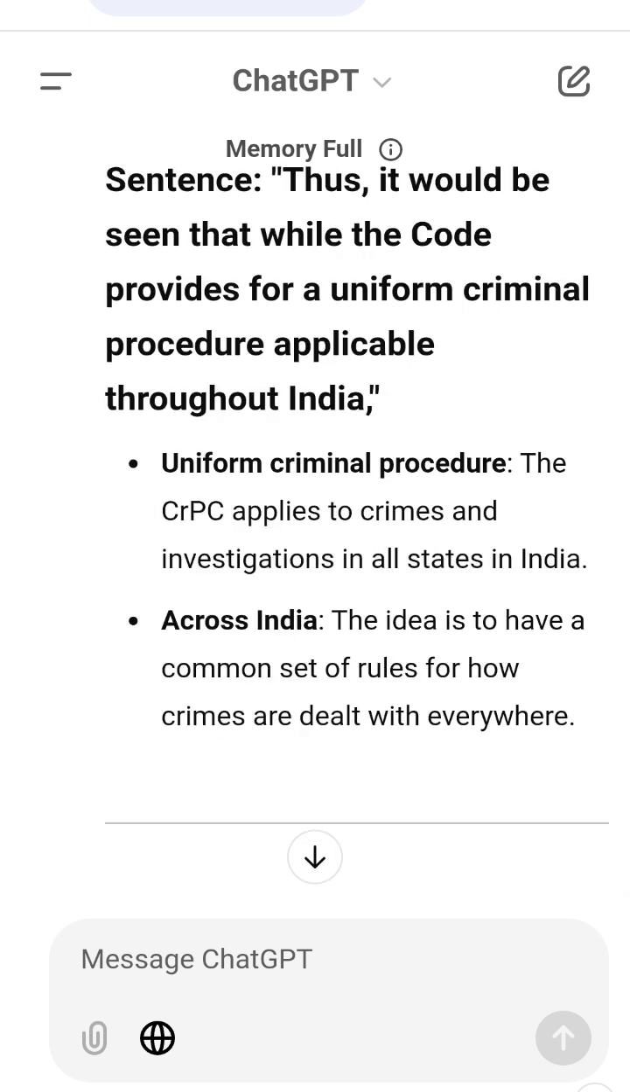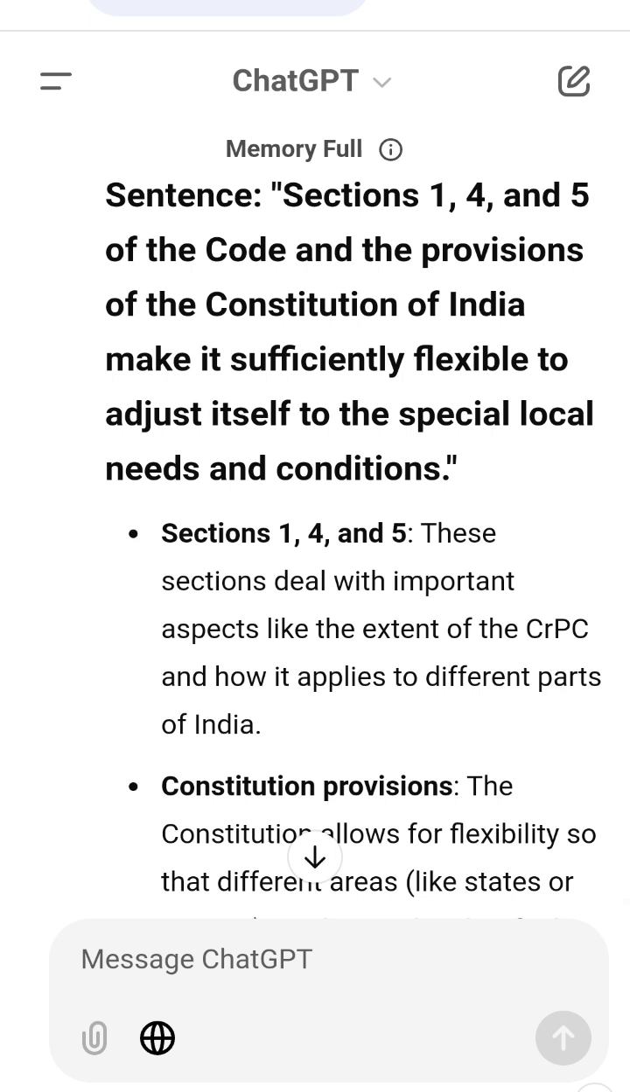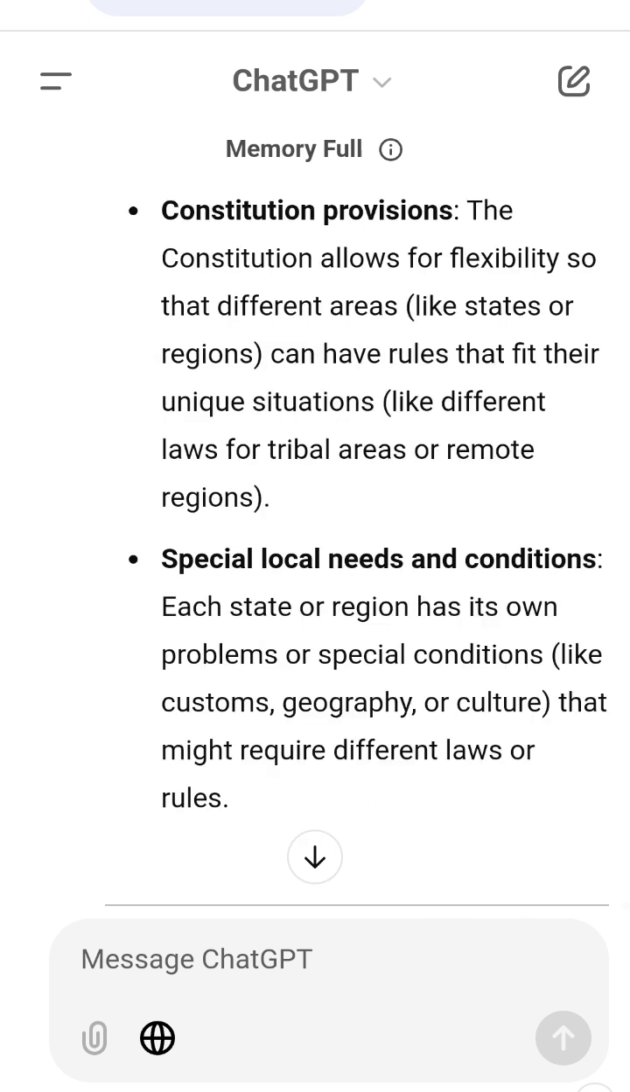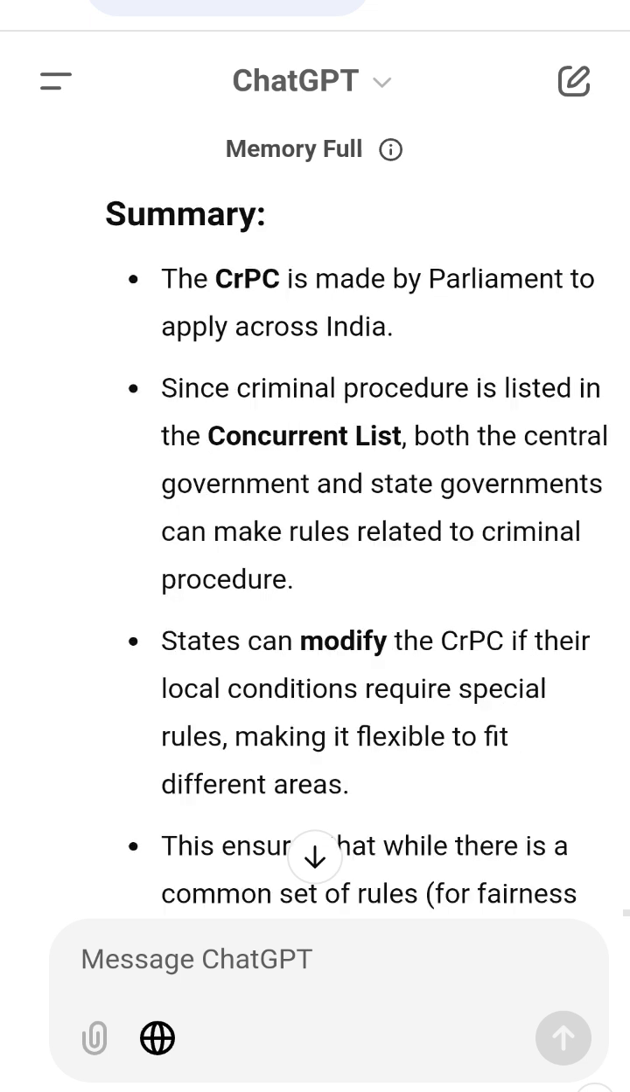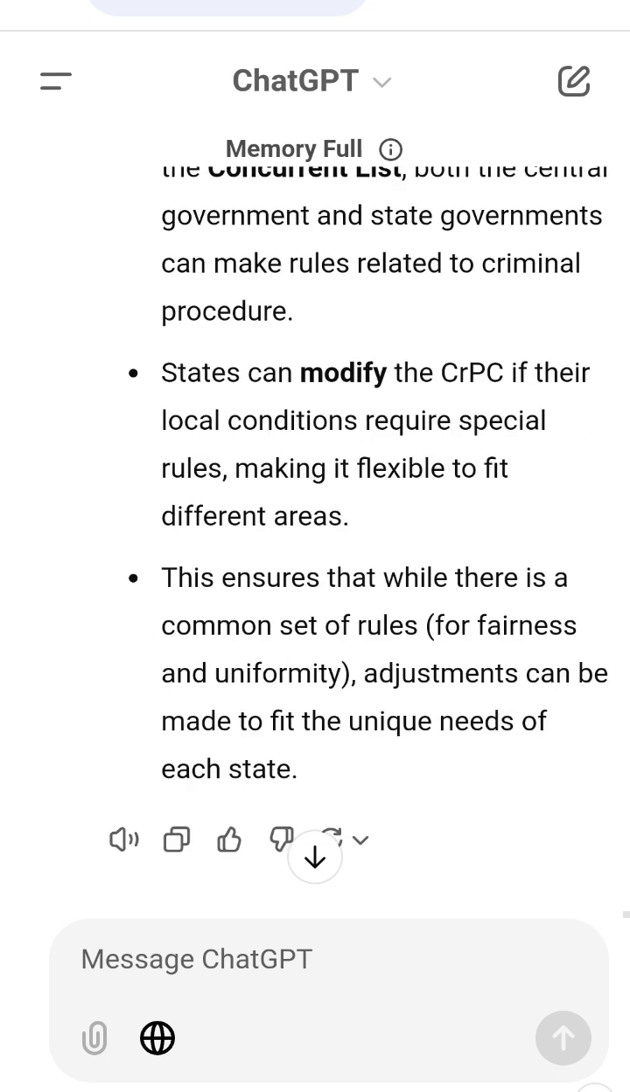Summary. The CRPC is made by Parliament to apply across India. Since criminal procedure is listed in the concurrent list, both the central government and state governments can make rules related to criminal procedure. States can modify the CRPC if their local conditions require special rules, making it flexible to fit different areas. This ensures that while there is a common set of rules, for fairness and uniformity, adjustments can be made to fit the unique needs of each state.